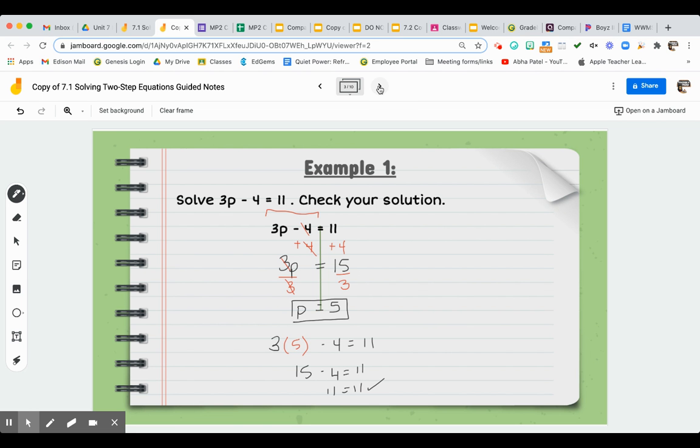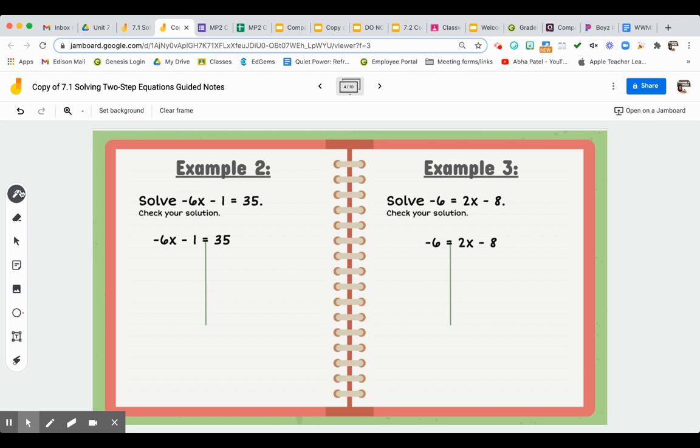All right, next question with a different color. Solve negative 6x minus 1 equals 35. So the variable is on the left side, so we're going to now work to get the x by itself on the left side. On the left side, what is not attached to that x? That's what you're doing first.